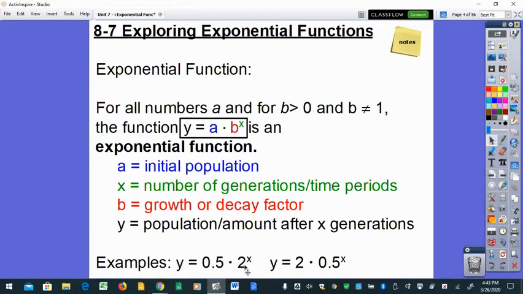You'll see one here has a base of b, a factor that is greater than 1. This would be a growth. We'd expect it to go up. In this one, notice the b, the factor, is less than 1. We would expect it to go down. So this is a growth, and this would be a decay.